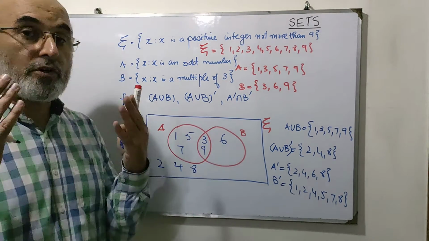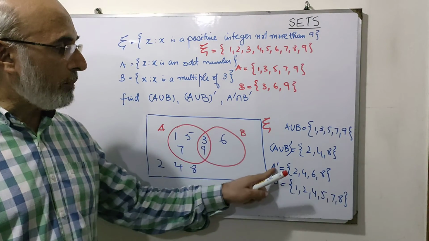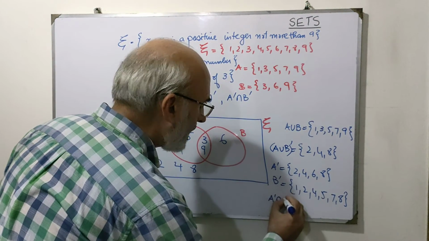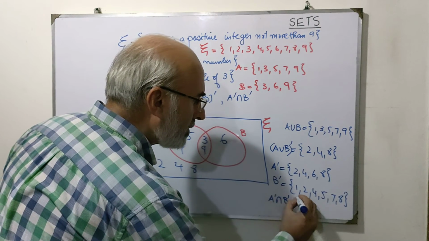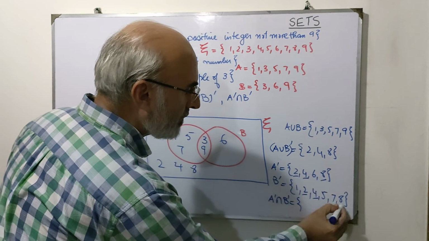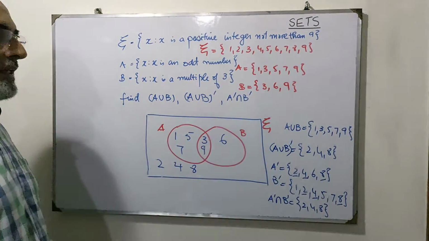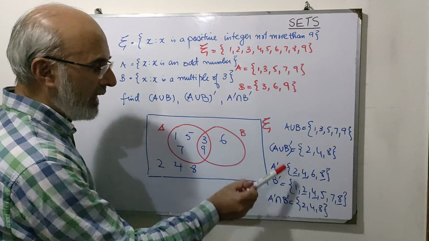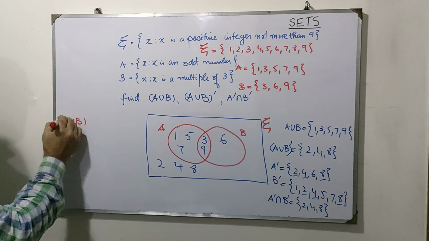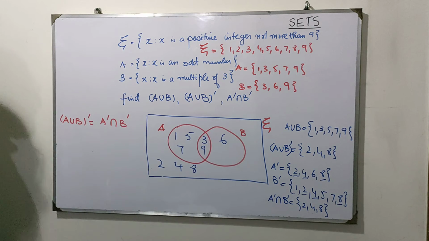Now the intersection, and for the intersection I have already told you that it is the commonality between the two sets. So A complement intersection B complement is the common part between the two: 2, 4, 8. These are the common elements. So now from here we can see that this and this are equal. A union B complement is equal to A complement intersection B complement.